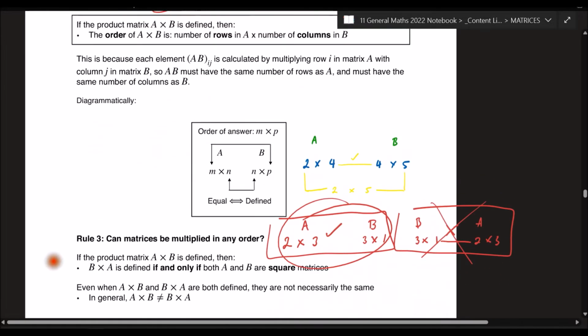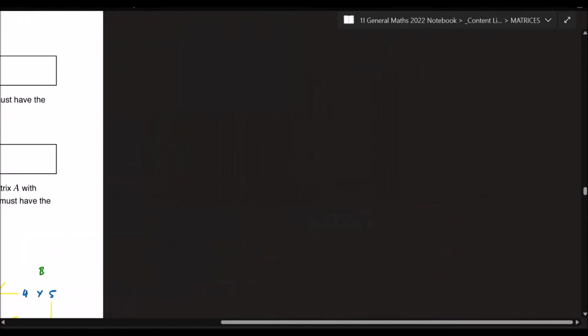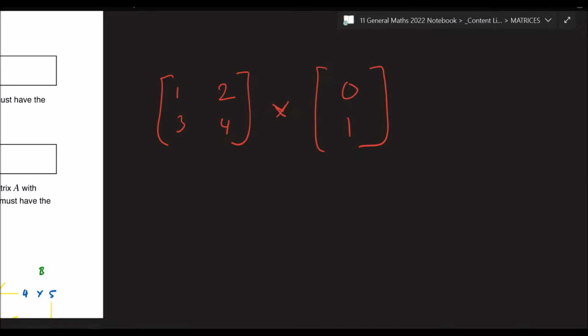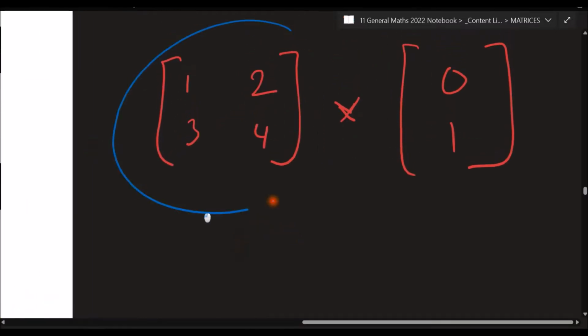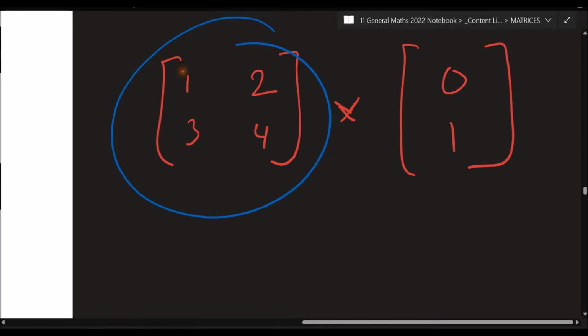So what he's saying there is, let's say, for example, you've got two matrices. I'm going to make them up. Let's go 1, 2, 3, 4, and you're multiplying it with this matrix. What you want to do first is state the order of both matrices. Tegan, what is the order of this matrix? When we talk about the order, I'm talking about how many rows by how many columns.